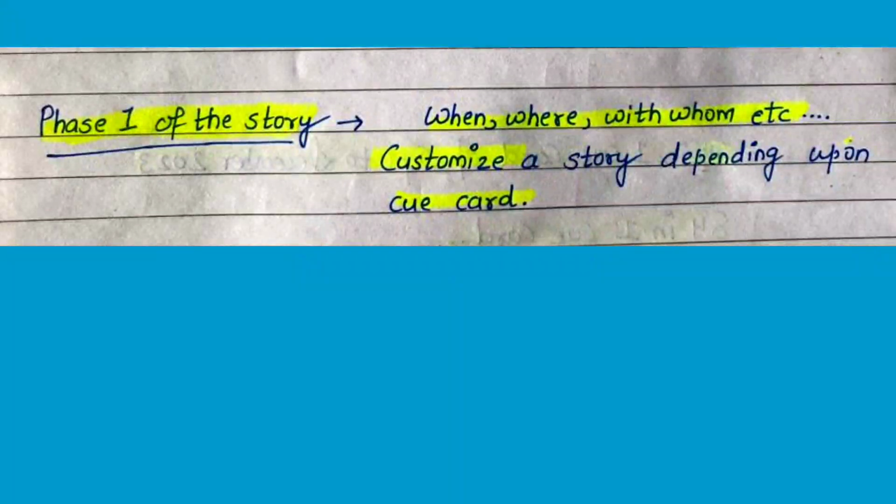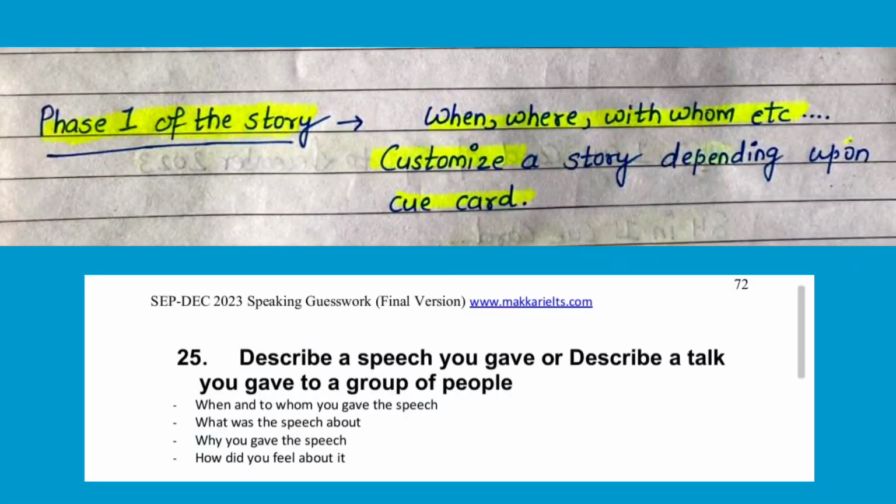After the introduction comes the first phase of the story. It means there you tell the base of the story. And usually we cover the bullet points when, where, and with whom, etc. Like where you went, with whom you went, when you went, and all that. But here, my darlings, you will have to customize a story depending upon the cue card.